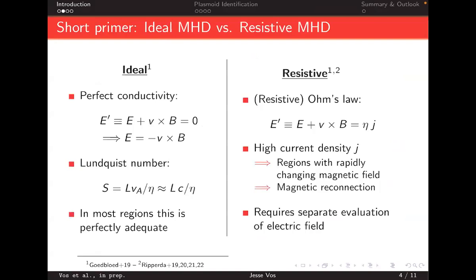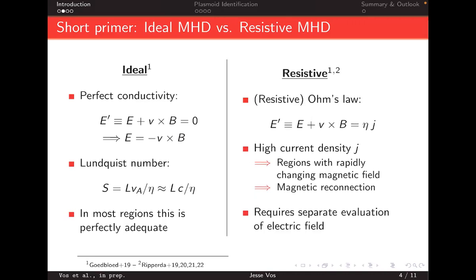So, the primer on ideal versus resistive MHD. For ideal, we basically assume perfect conductivity. On both sides we have the electric field in the fluid frame, E prime, and for ideal we assume a resistivity of 0, and therefore the electric field becomes the quantity shown there: E = -v × B. And this works perfectly well in large sections of the GRMHD domain.